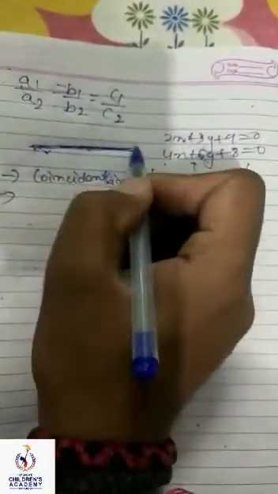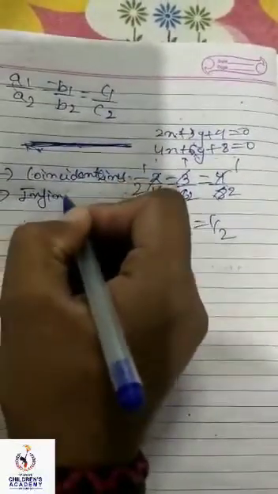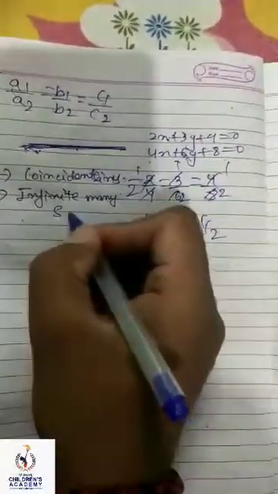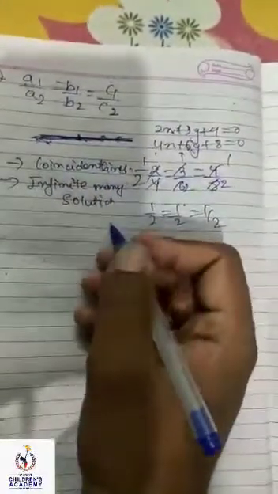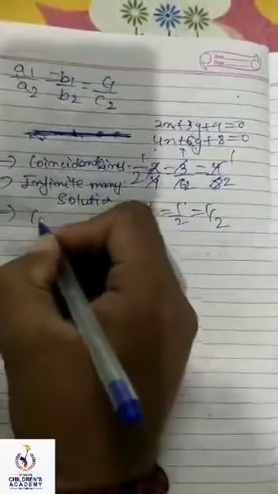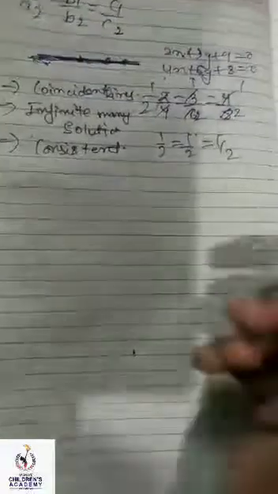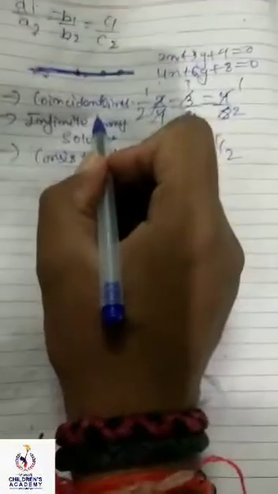If these two lines are on one another, it will give infinite solutions because they touch each other at many places. Here also, here also, here also, so infinitely many solutions. And if it is giving a solution, it means it is consistent. So in this case, a1 upon a2, b1 upon b2, c1 upon c2 all equal gives coincident lines, infinitely many solutions, and consistent.